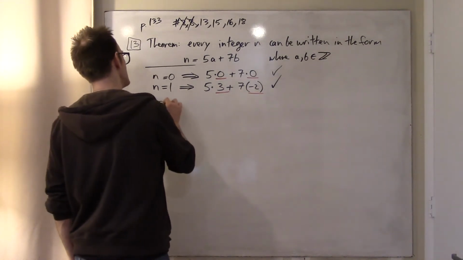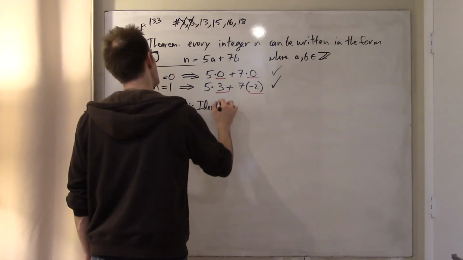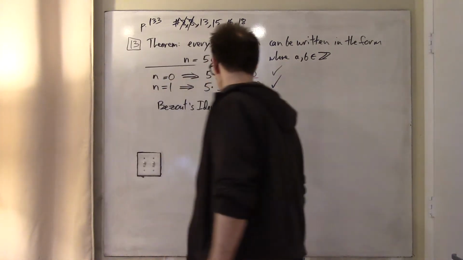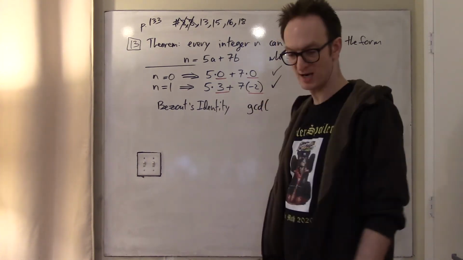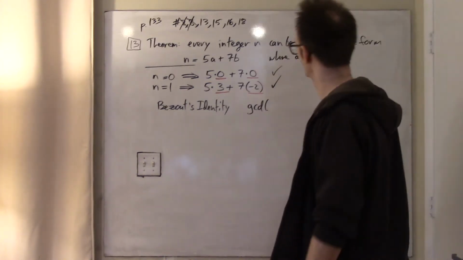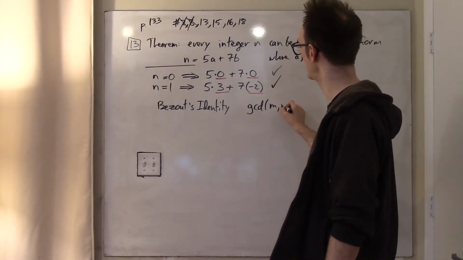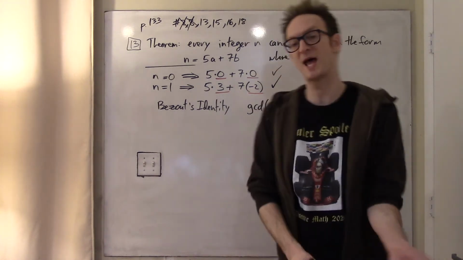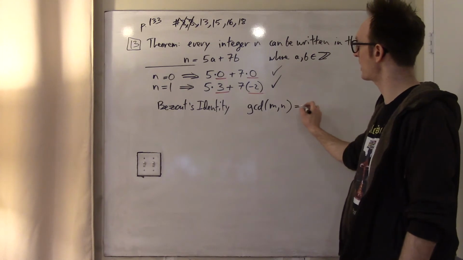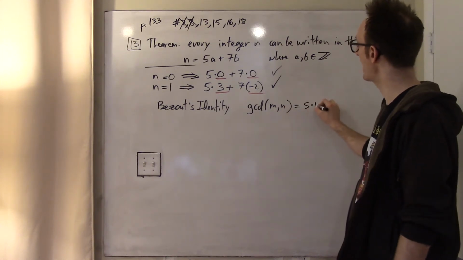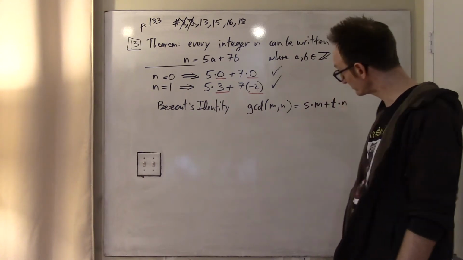Well, I'll tell you why I knew this was going to work: because of Bezout's identity. Bezout's identity says, you will recall, that the GCD of two numbers, I don't want to use a and b now, let's just use m and n, can always be expressed as a linear combination of those two numbers. So s times m plus t times n.